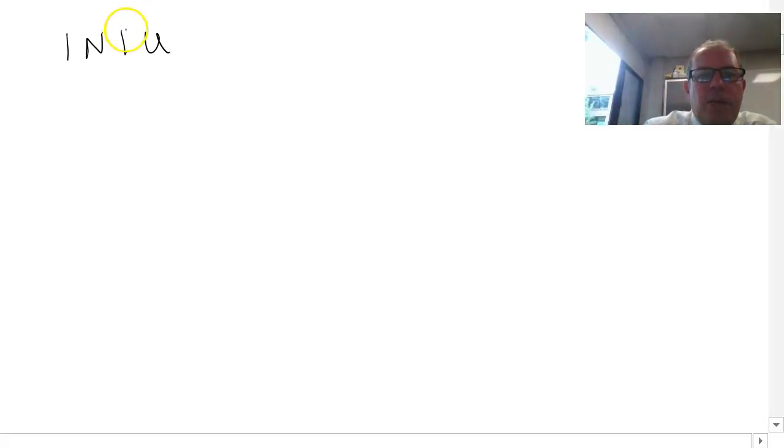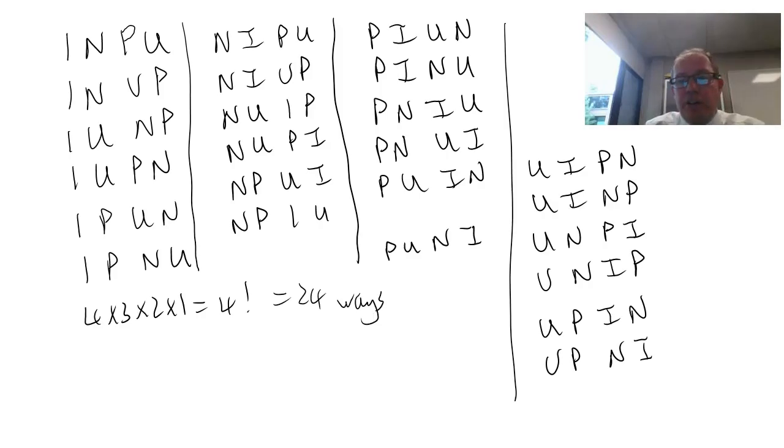So I'm going to imagine I've got INIU, but let's just change that I to a P for now. So I've got INPU. How many different ways are there of arranging? And I'm just going to list them all really quickly. I encourage you to practice doing that. It's good to practice the systematic counting. Make sure you can list all the 24 ways.